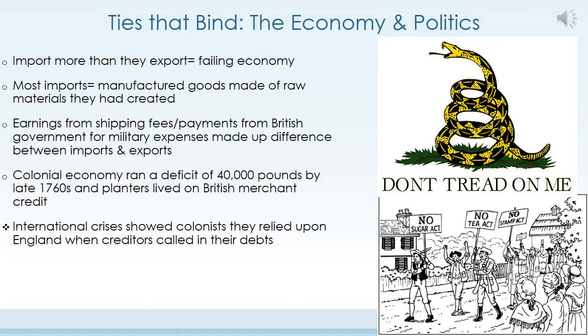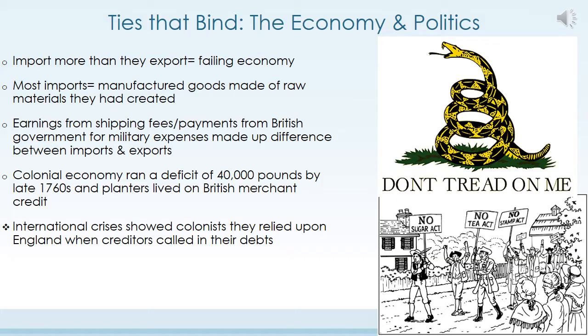A lot of the goods like ironware and sugar and hats that they brought into the colonies were actually made from materials that came from the colonies in the first place, and had they had the capacity to create the manufactured goods, they would have spent far less money supplying themselves.